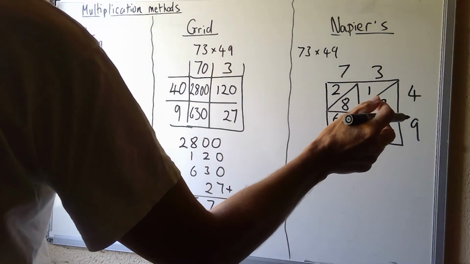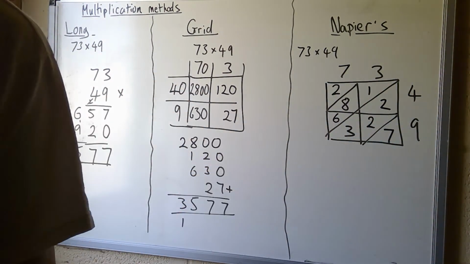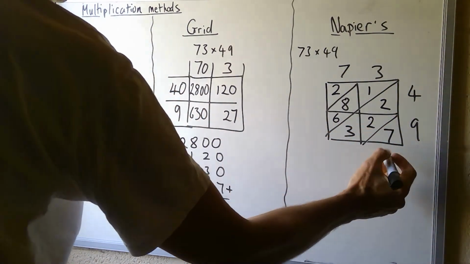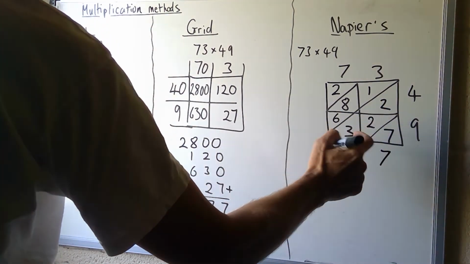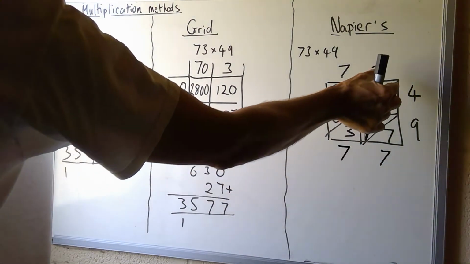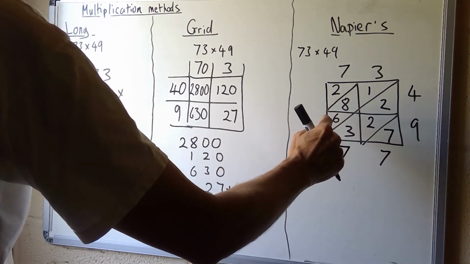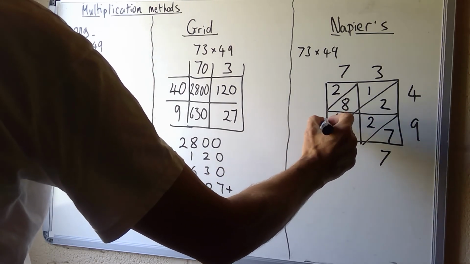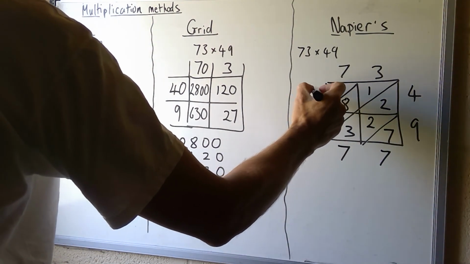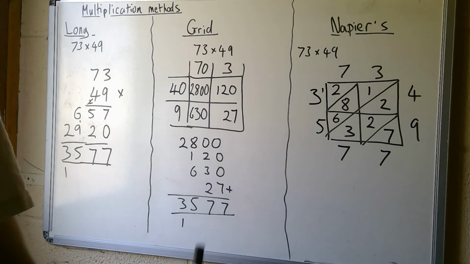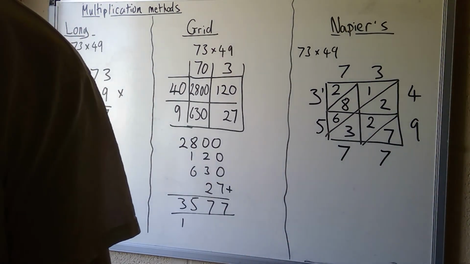So now, when I come to add these up, I actually add down the diagonal strips. In this bottom diagonal strip, I've only got 7. In this next diagonal strip, 2 add 2 add 3 is 7. In this third diagonal strip, I've got 1 and 8 is 9 and 6 is 15. So just like when we add in columns, I have the unit there and carry on the 10, and 2 and 1 is 3. And what you've hopefully noticed is that the answer 3,577 appears round the edge there.